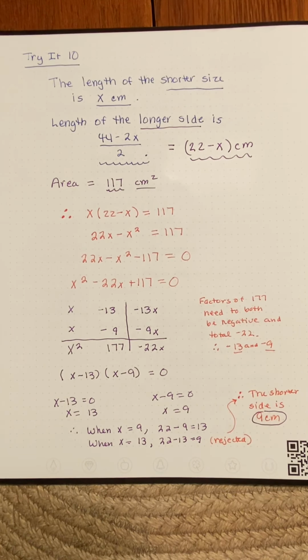Let me try the 13. When X is 13, I go 22 minus 13 is 9. This is supposed to be shorter, this is definitely not longer. Therefore, I reject this, and I take 9 as my answer. Therefore, the shorter side is 9 centimeters.